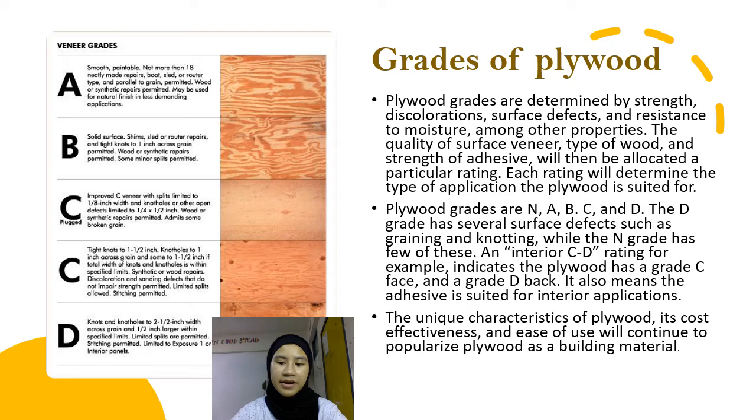Plywood grades are N, A, B, C, and also D. The D grade has several surface defects such as graining and knotting, while the N grade has few of these. An interior CD rating, for example, indicates the plywood has a grade C face and a grade D back. It also means the adhesive is suited for interior applications.